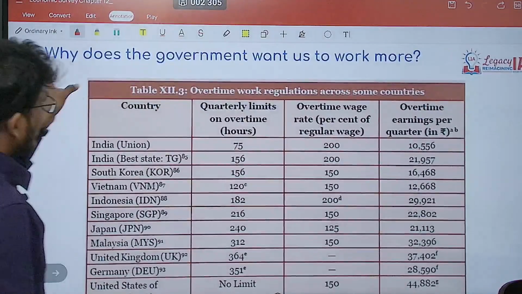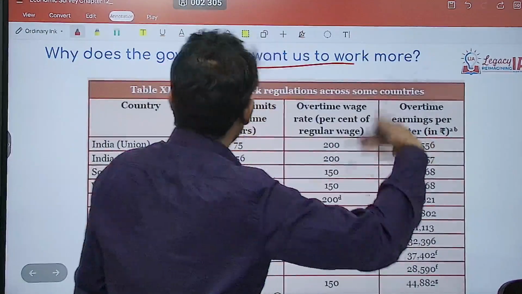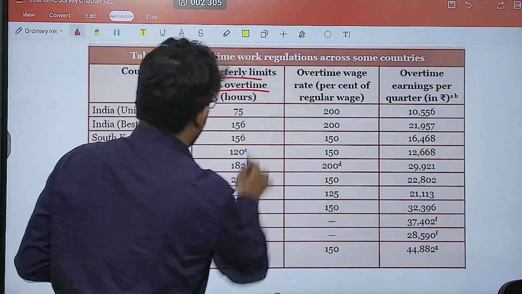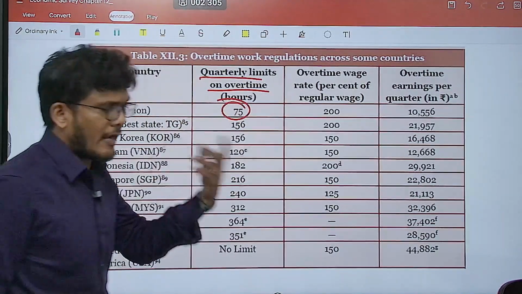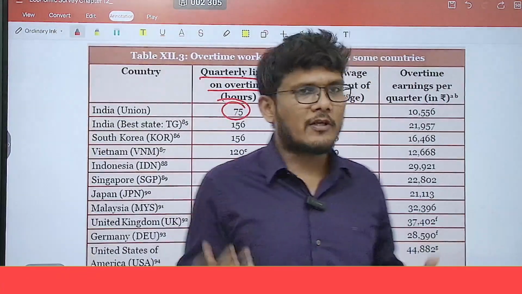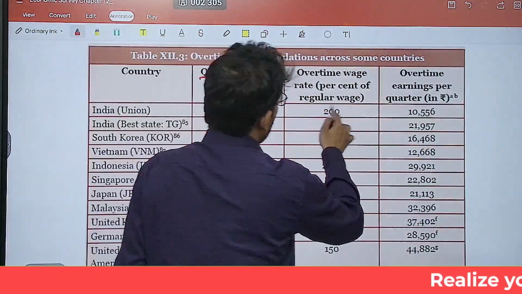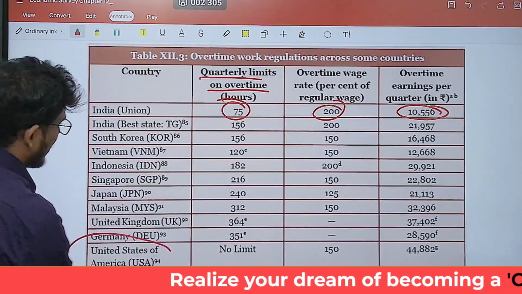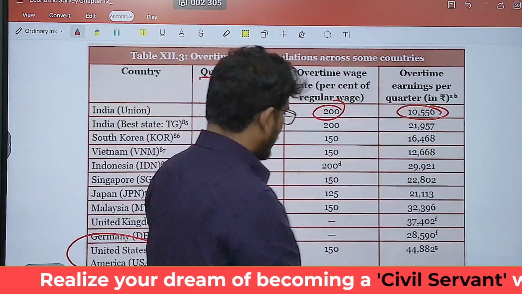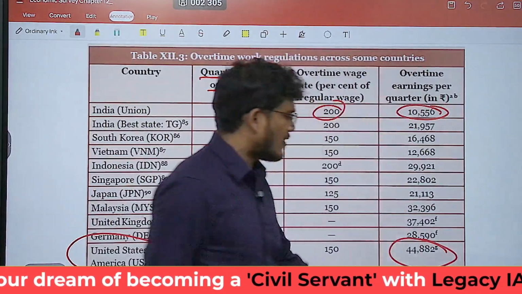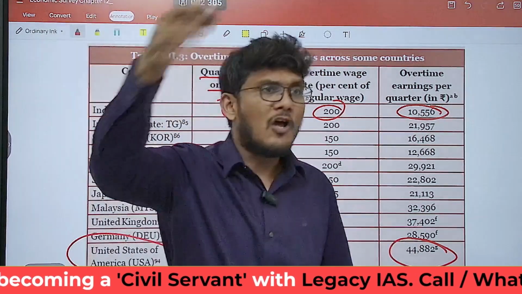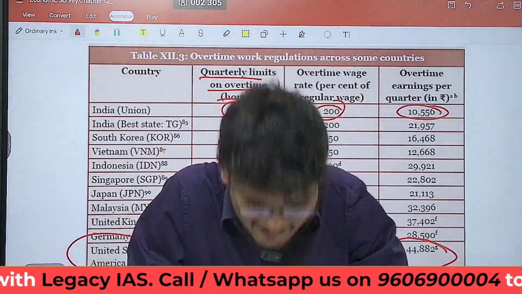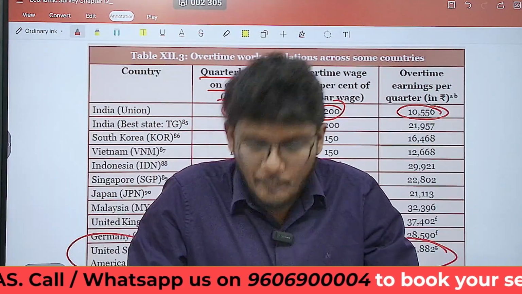Right now, a reason which they have given us to work more is that India presently has a quarterly limit of overtime. The quarterly limit of overtime is 75 hours. So every quarter the total extra time the person can work is 75 hours, and the rate is 200 rupees. So an Indian is earning only 10,000, whereas in the United States there is no limit, so people are working for longer duration. So an average American citizen is earning 44,882 rupees extra. So the economic survey says that an Indian is losing this opportunity to earn more money. So now I leave this upon you.